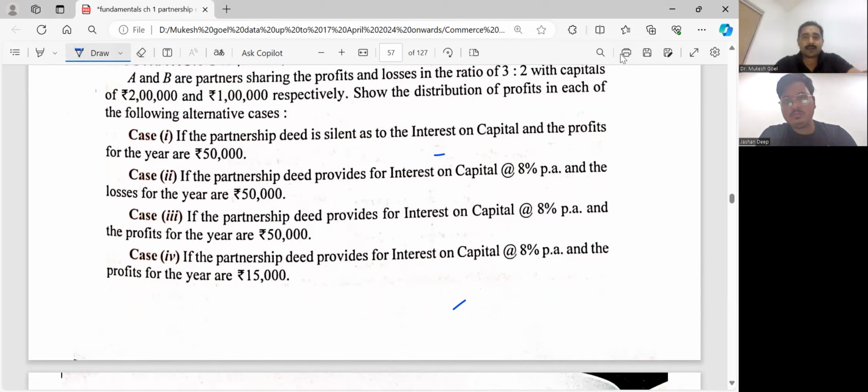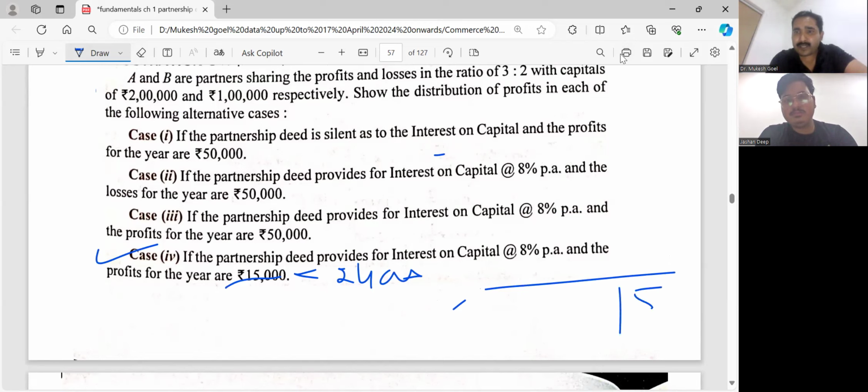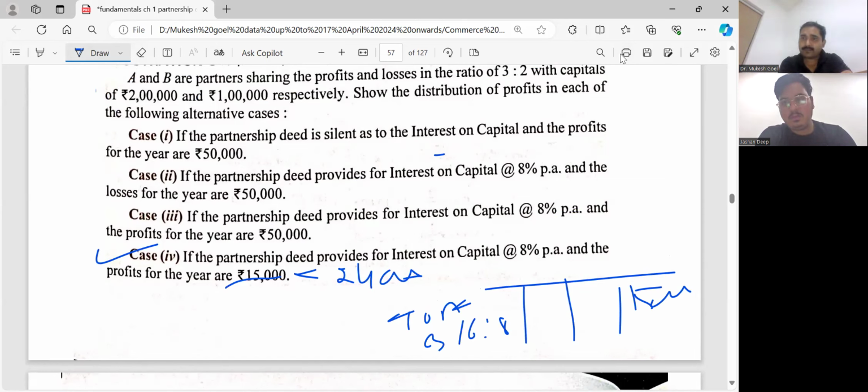Now, case number 4. If the partnership deed provides interest on capital, and profit is 15,000 while interest is 24,000, that is insufficient profit. In that case, the profit of 15,000 will be divided in the interest on capital ratio, A to B, 16:8, that is 2:1. Okay? Not in 3:2. Clear?